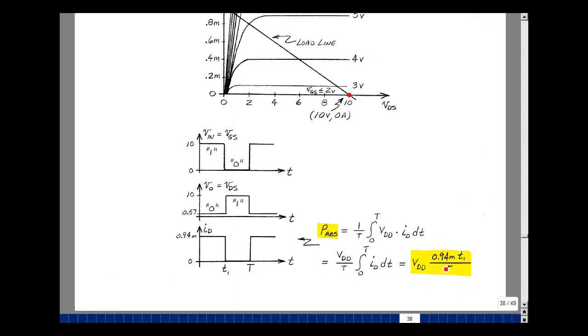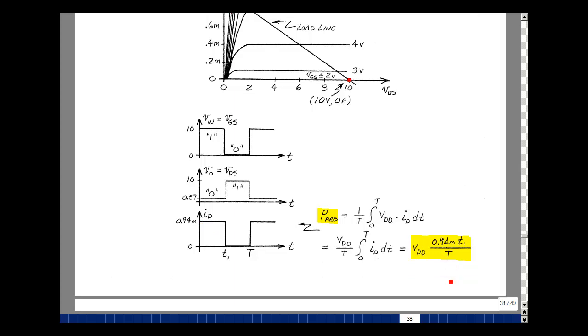As T decreases, in other words, as the frequency goes up, the power goes up. If we were to lower the resistance, that would make this value here get larger. The value here was approximately the power supply divided by the resistor. Decreasing the resistance would increase the power. Increasing the frequency would increase the power consumed.